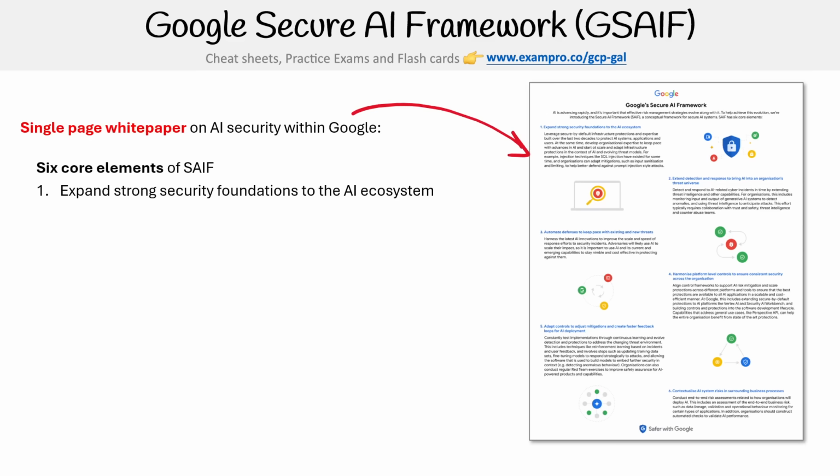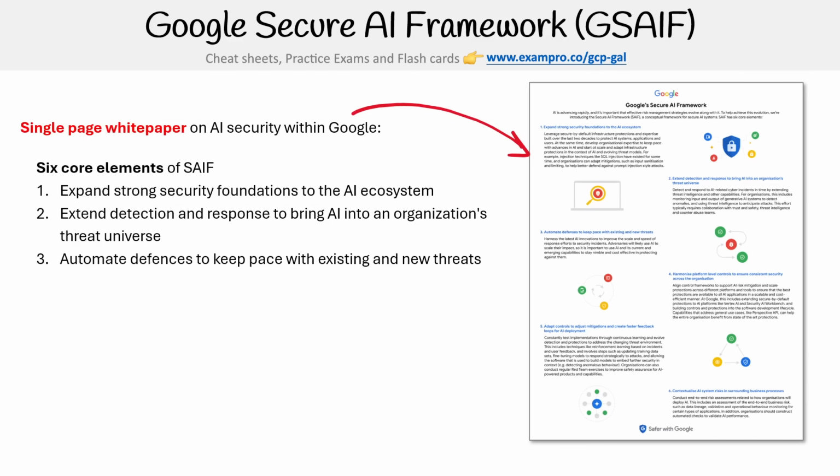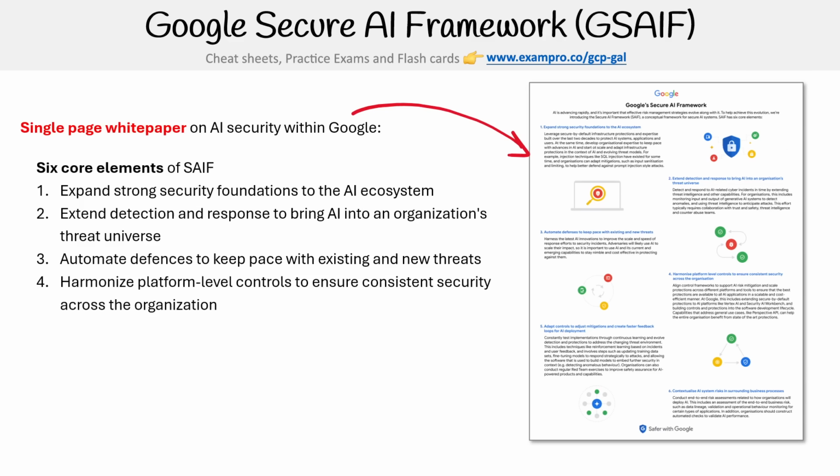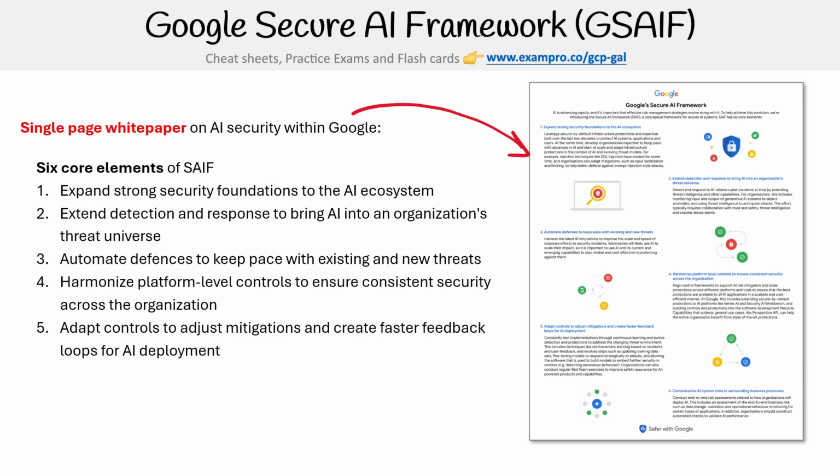So we have 6 core elements. The first is expand strong security foundations to the AI ecosystem, extend detection and response to bring AI into an organization's threat universe, automate defenses to keep pace with existing and new threats, harmonize platform level controls to ensure consistent security across the organization, adapt controls to adjust mitigations and create faster feedback loops for AI deployment, and contextualize AI system risks in surrounding business processes.